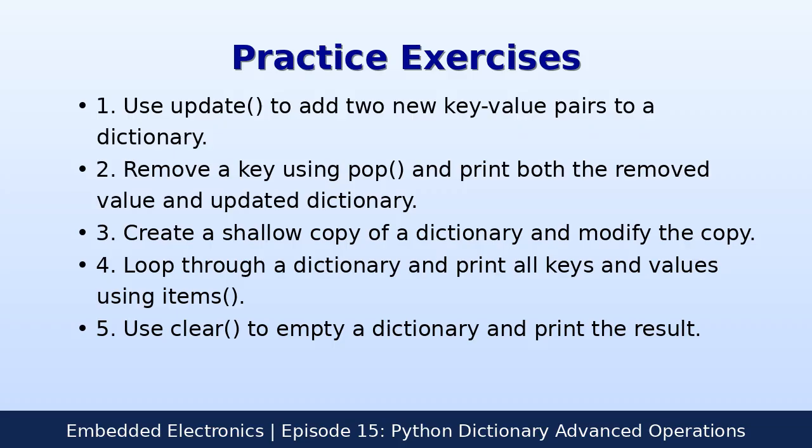Exercise 4. Loop through a dictionary and print all keys and values using items. Use a for loop with key and value variables to print each pair. Exercise 5. Use clear to empty a dictionary and print the result. Call the clear method and print the dictionary to confirm it is empty.